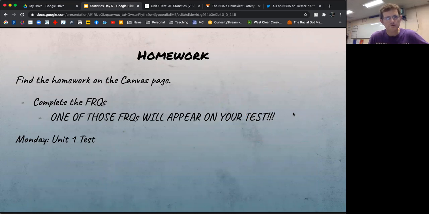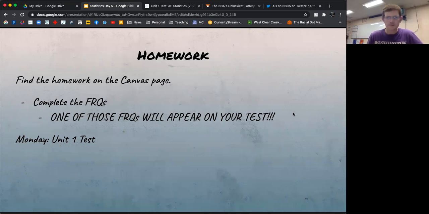Here's your homework. Complete the FRQs. It's not gonna be turned in, but if you have your answer right there on paper, when you take the test, you're gonna see one of those two, and you're just gonna be able to copy everything over, okay? If you don't do it ahead of time, you'll have to figure it out on Monday. Monday is the unit test.